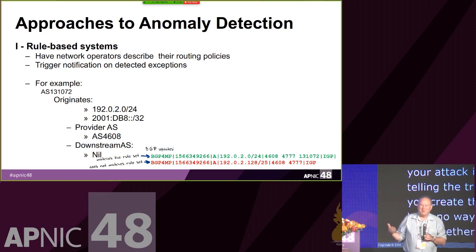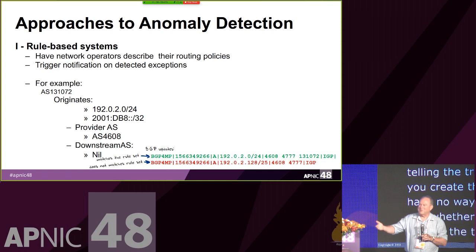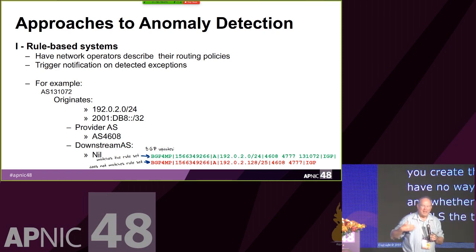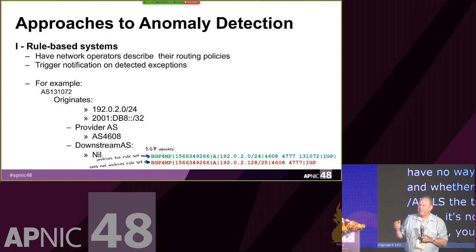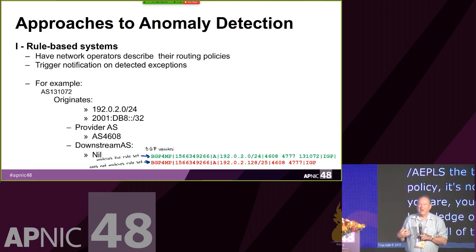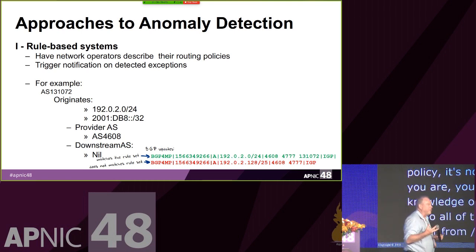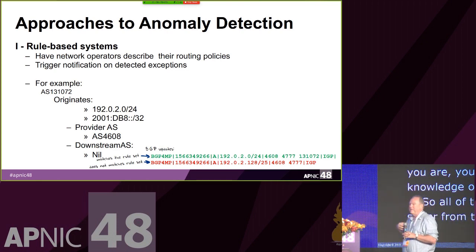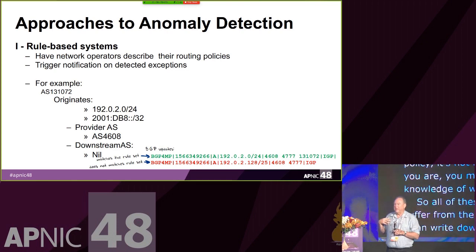And where's the truth inside routing policy? It's your policy, it's not my policy. And how do I know who you are? You might claim that you're AS3. I have no knowledge of whether you are or not. So all of these rule-based systems suffer from this lack of authority. I can write down these rules, but is that my AS I'm talking about, and is that all of my policy?